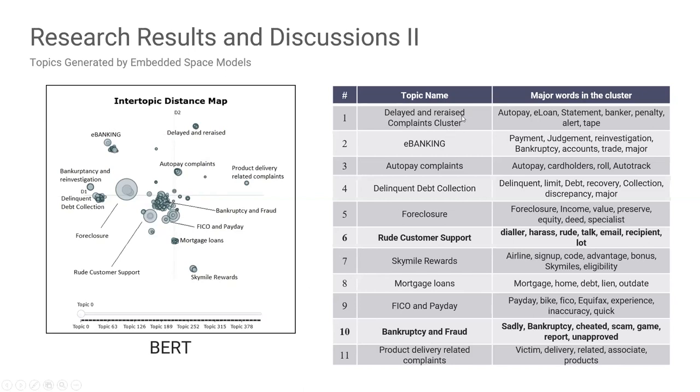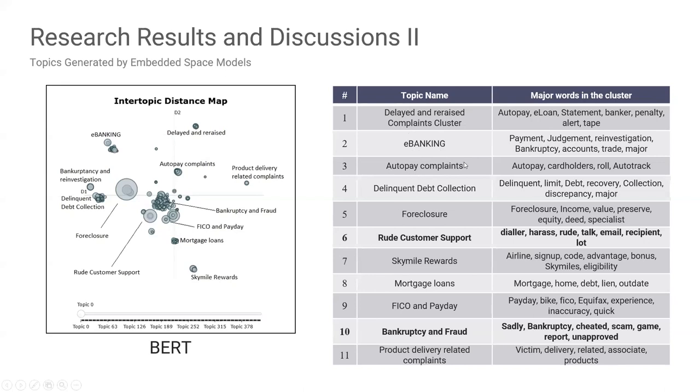So some of the major words in this cluster, for example in this delayed and re-raised cluster, where I'm pointing my mouse, are auto pay, e-loan, statement, banker, penalty, and alert. The person doing this research is a financial domain expert, so he labeled these topics as delayed and re-raised complaints. Okay, and the second topic is about e-banking. This is all about payment judgments. These are the major words in this, right?